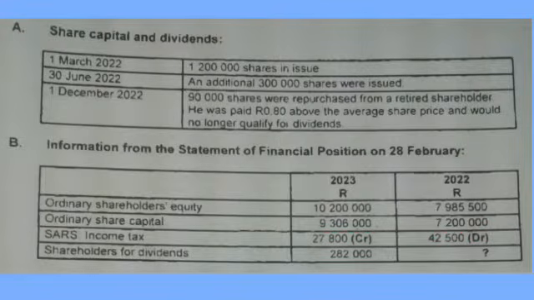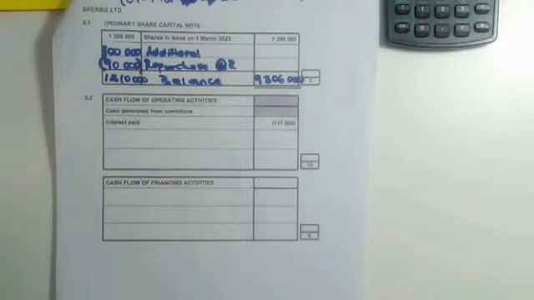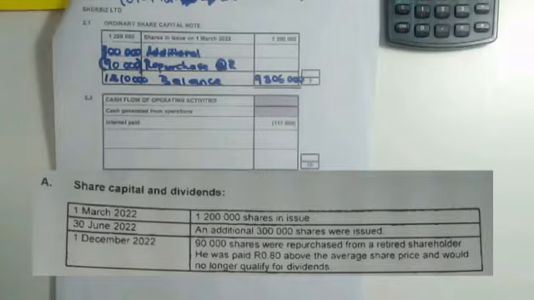And then in information B, the only one that we are interested in there is our ordinary share capital amount from 2022, which was 7,200,000, and the one from 2023, which is 9,306,000. So filling in our ordinary share capital note, we have our additional shares at 300,000 shares. To know the price that we actually sold those shares for, we were never given that information, so we would have to work it out.